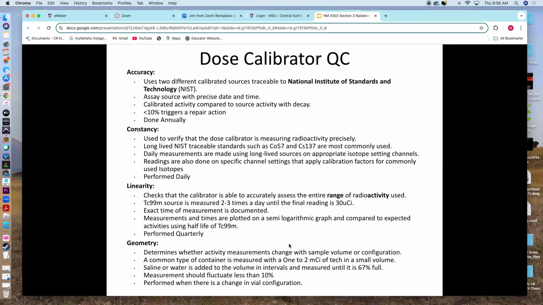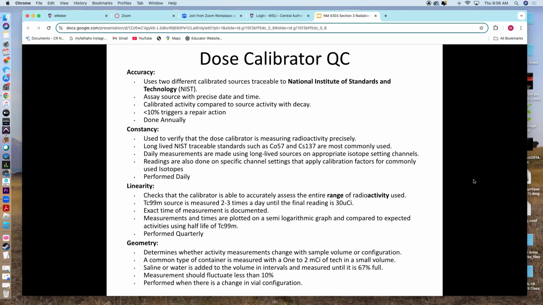Constancy is the next one, and that's one that you are going to do. Constancy is performed daily. And again, remember these things: accuracy is done annually, constancy is done daily. Those are questions on the boards, easy, right? So constancy is done daily. This is used to verify that the dose calibrator is measuring accurately what it's supposed to measure.